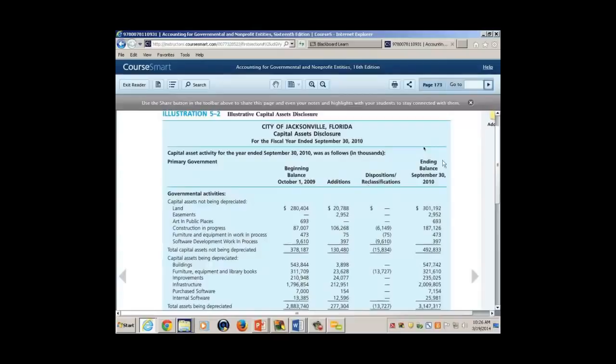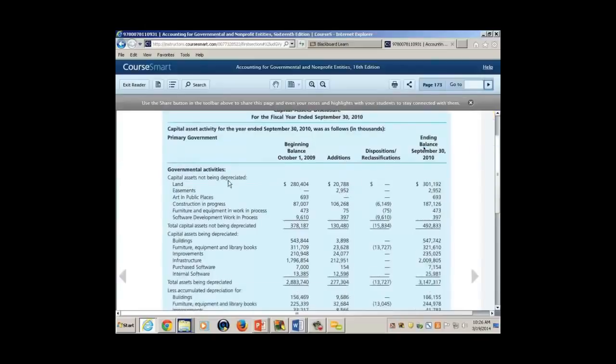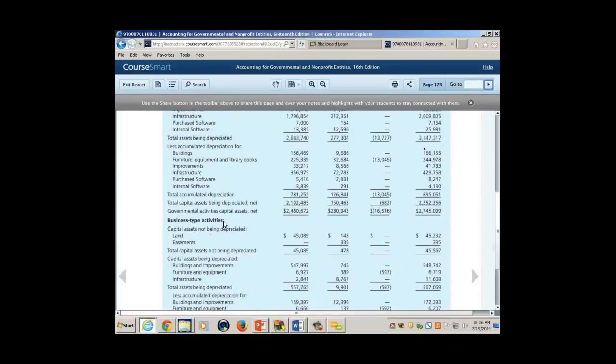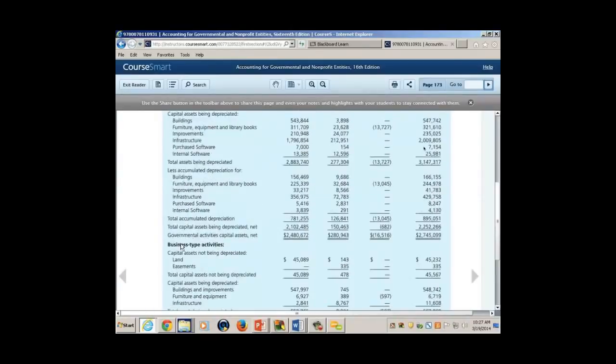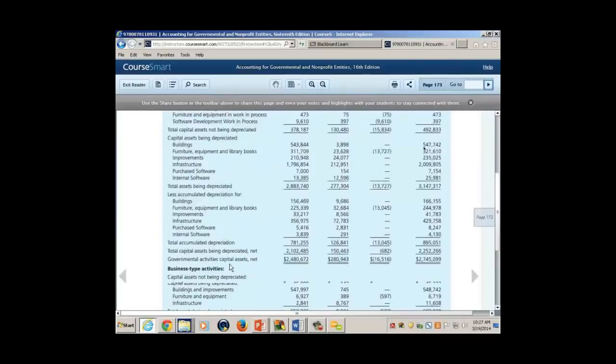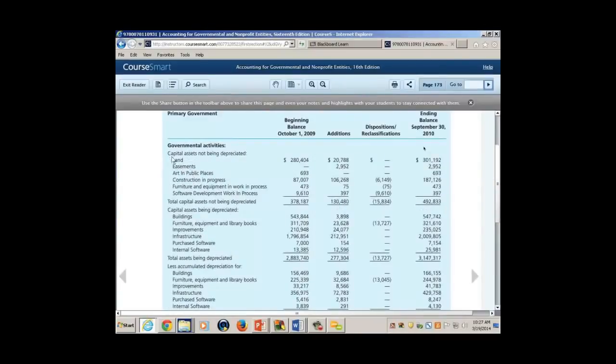Okay. Next, look at how it's divided. Governmental activities and business type activities. Everybody got that? Okay. Governmental activities and business type activities. Capital disclosure. Next, capital assets that are not being depreciated are separated from capital assets which are being depreciated, right?